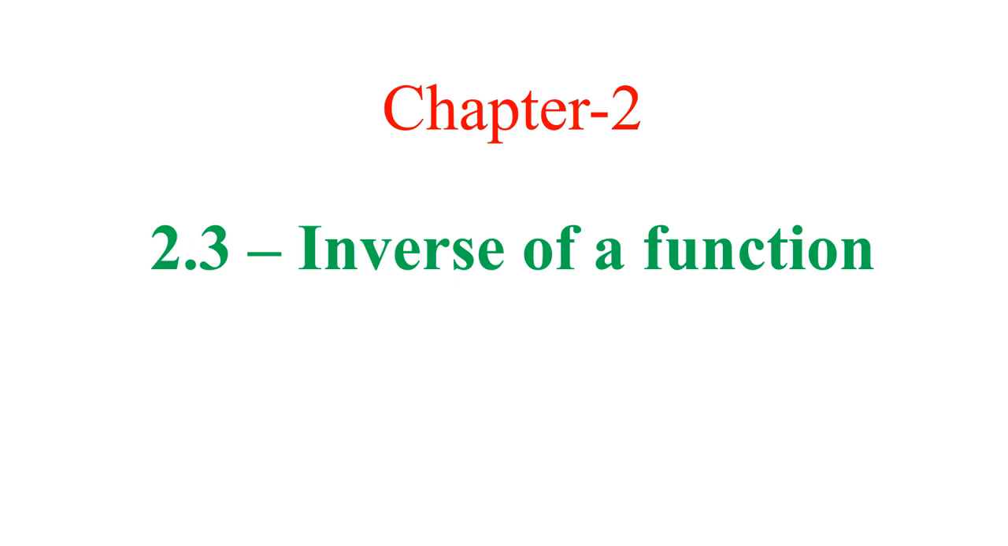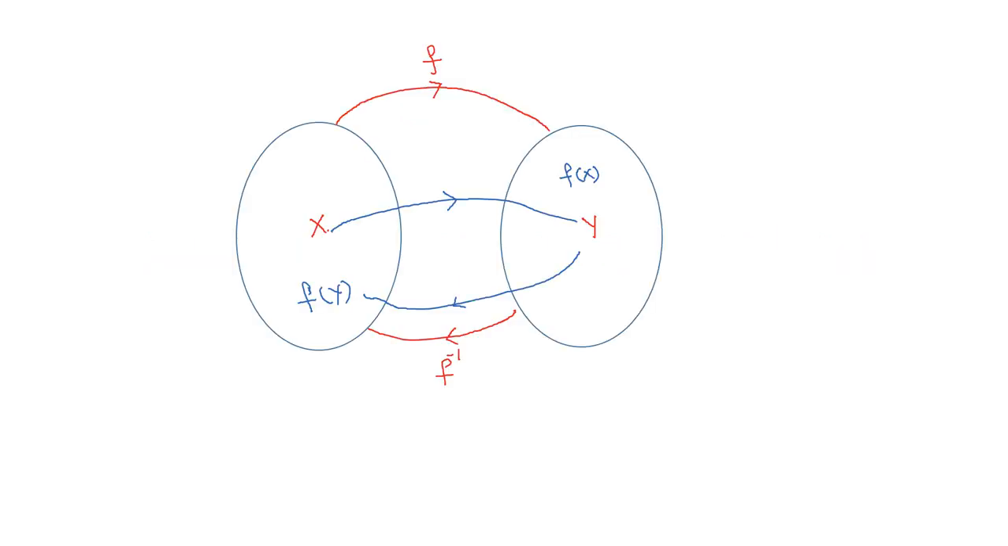Welcome to topic 2.3, inverse of a function, in chapter number 2. Today we are going to discuss how to find the inverse of a function. See here, I am taking one set as A and another set as B. Now, from the set A to B, I am defining a function f. The domain is A, here x, and the codomain is B, that is y.